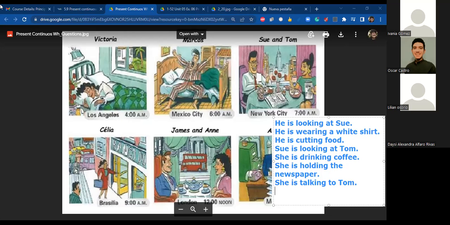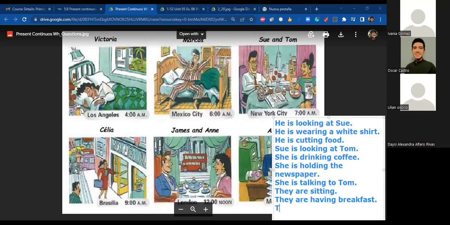Okay, they are sitting, están sentados, right? They are having breakfast, están desayunando. They are talking, están conversando, right?